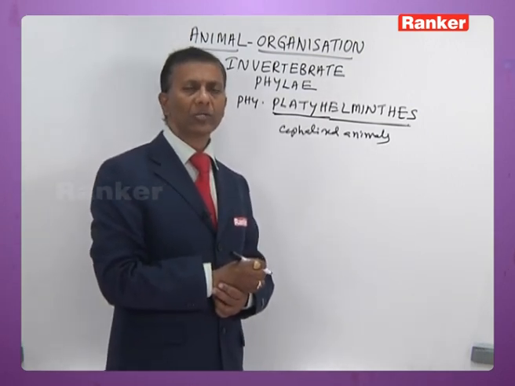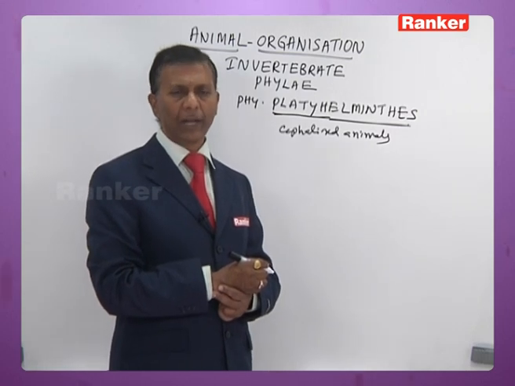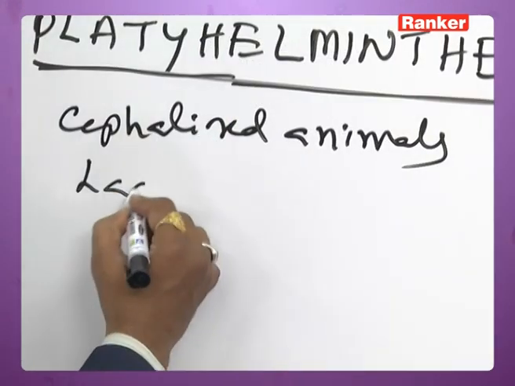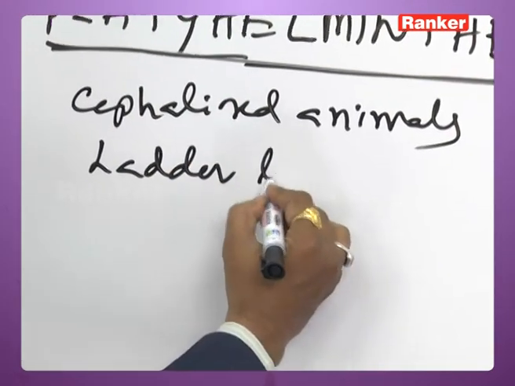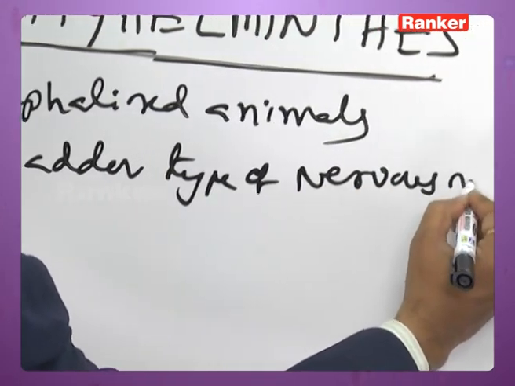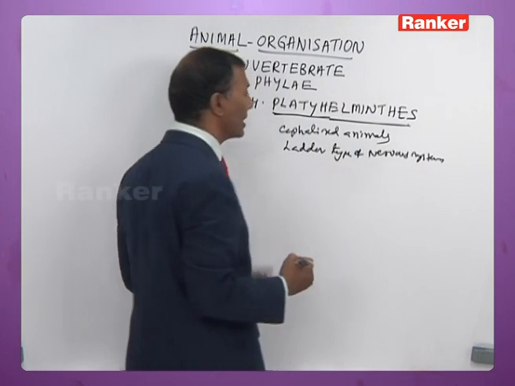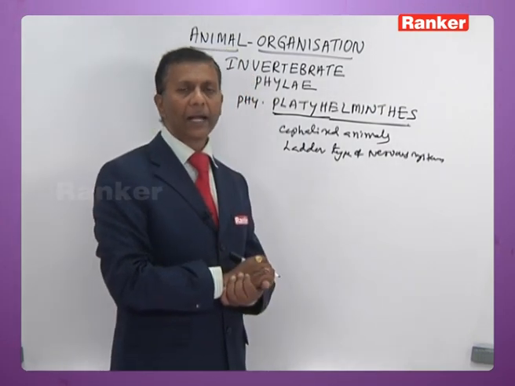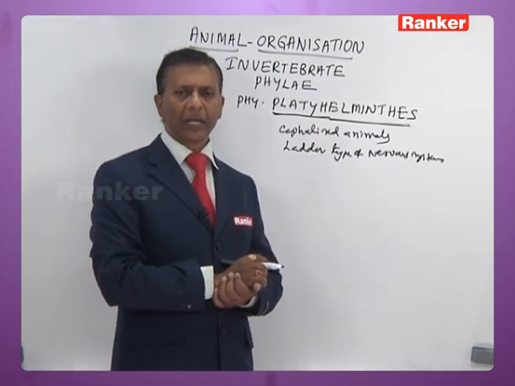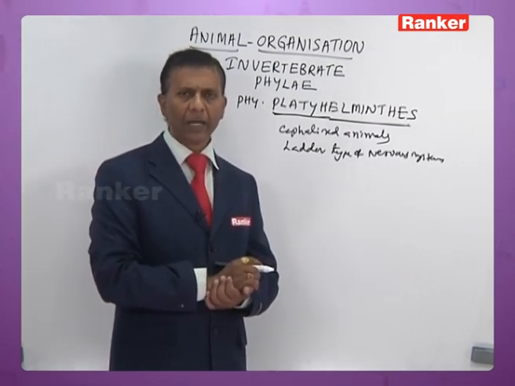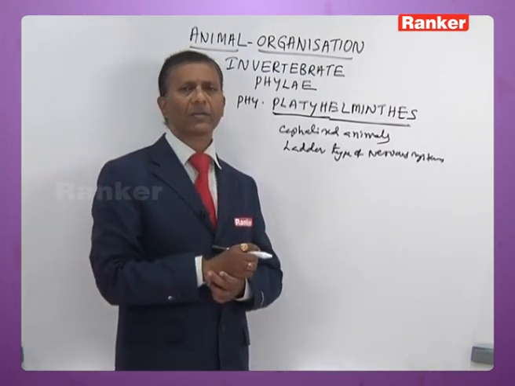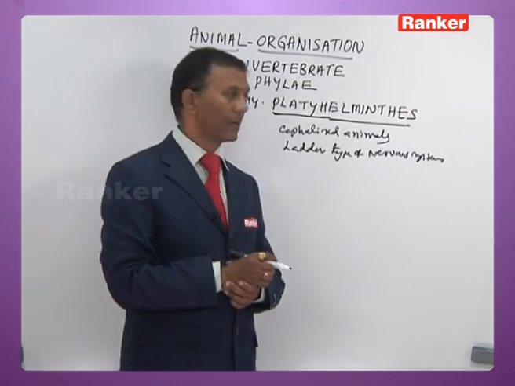Now, most Platyhelminthes are parasitic, and a few are free living. A ladder type of nervous system is present. This is also one of the unique characteristic features of Platyhelminthes. They have a ladder type of nervous system with ganglia in the form of cerebral ganglia. So the presence of cerebral ganglia is also one of the first formed characteristics of Platyhelminthes.